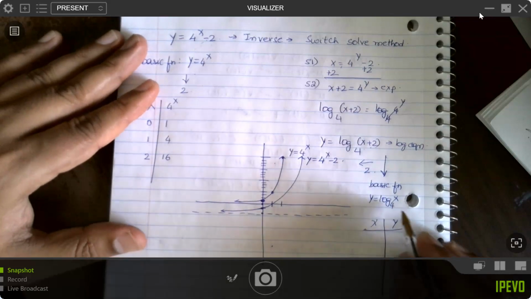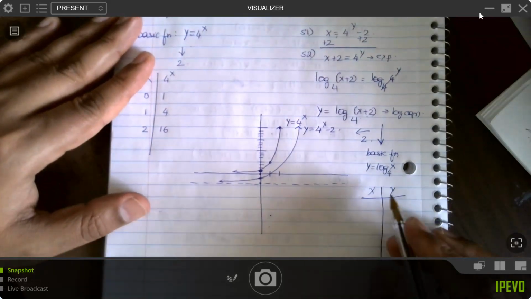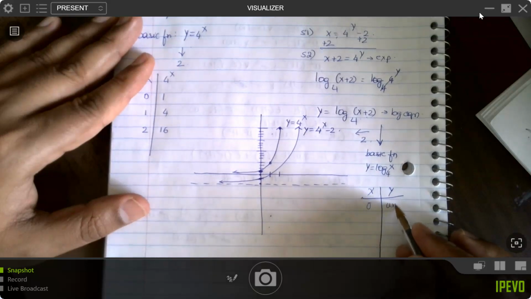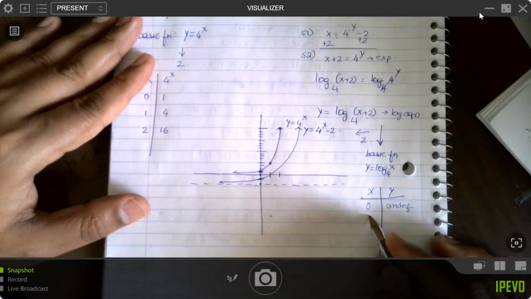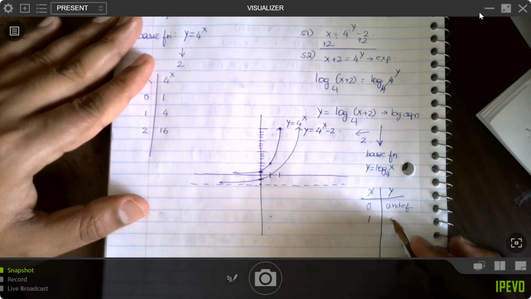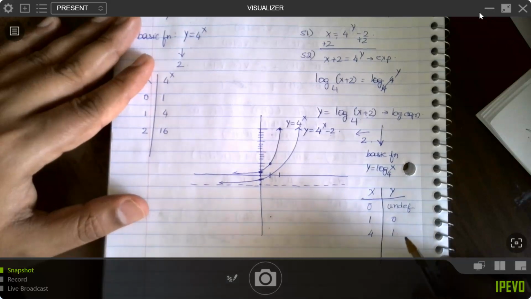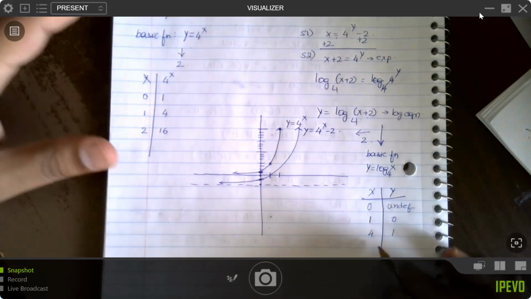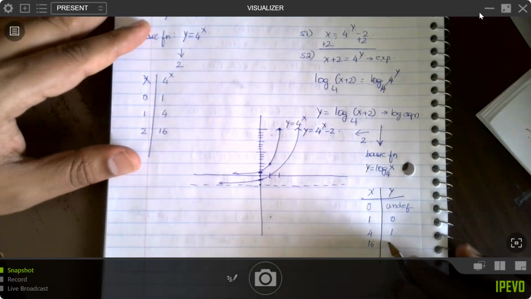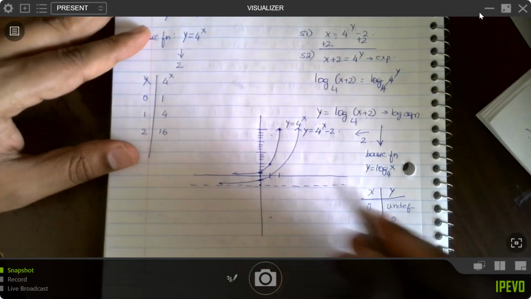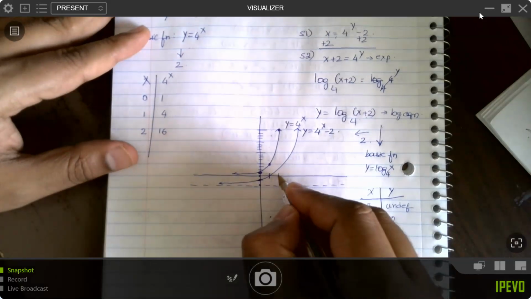The domain for any log function is greater than 0. So when x is 0, the log function is undefined. When x is 1, the log function is 0. When x is 4, the log function is 1. When x is 16, the log function is 2, and so on. So that means when x is 0, it is undefined. When x is 1, you get 0.